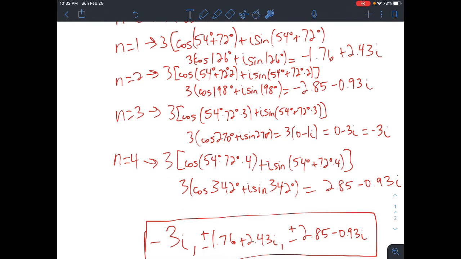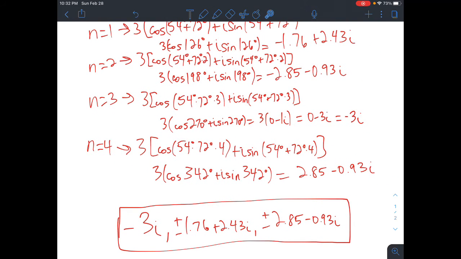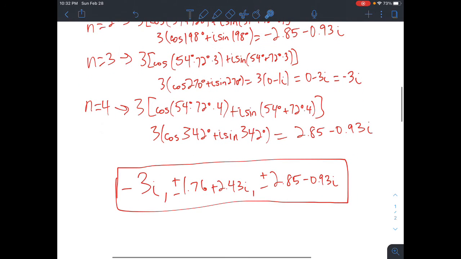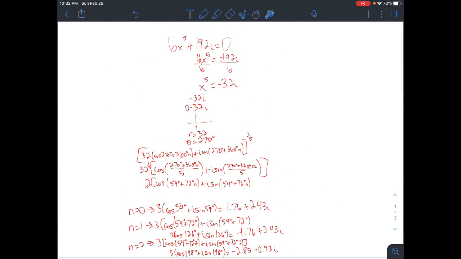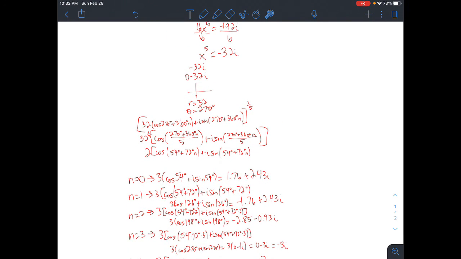And then when I plugged in 4, I got 3 times cosine of 342 degrees plus i sine of 342 degrees. Then I got 2.85 minus 0.93i. And then in conclusion, my answers were negative 3i, plus or minus 1.76 plus 2.43i, and plus or minus 2.85 minus 0.93i.